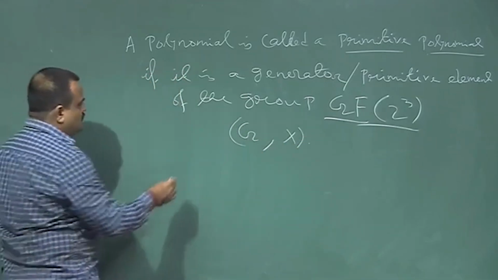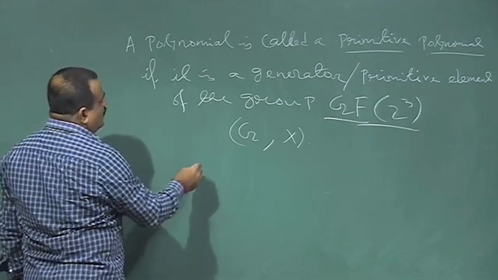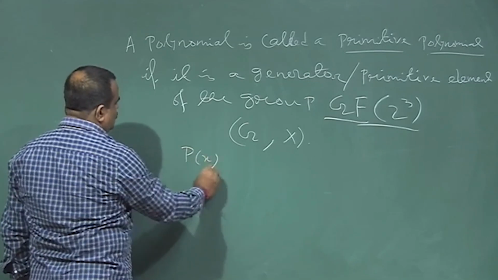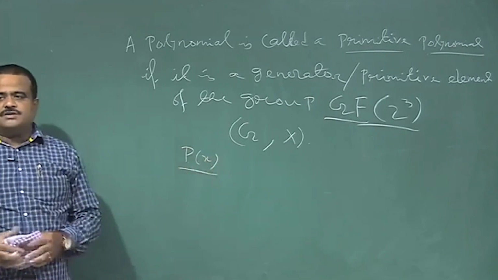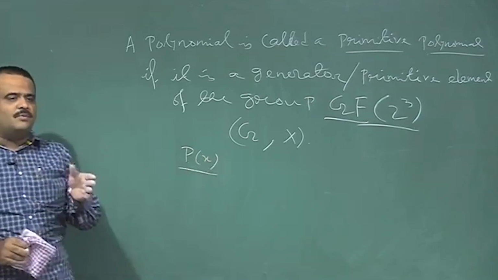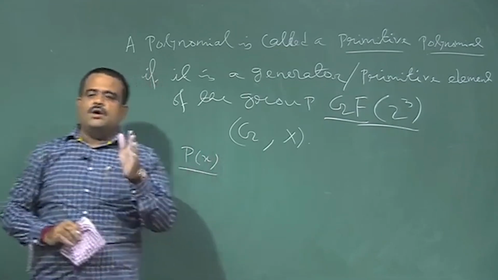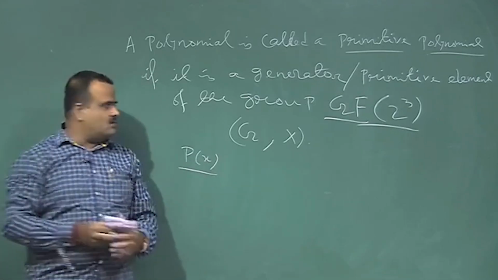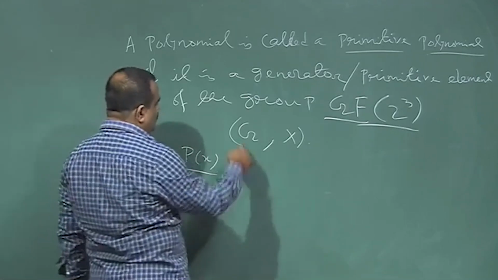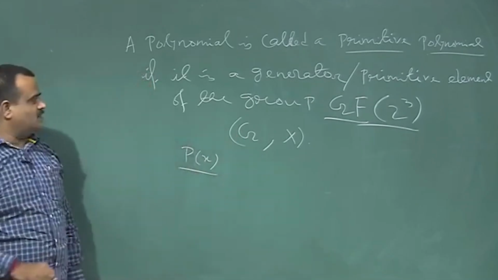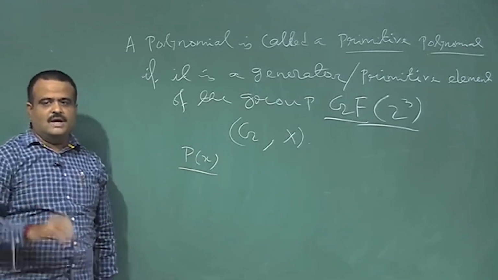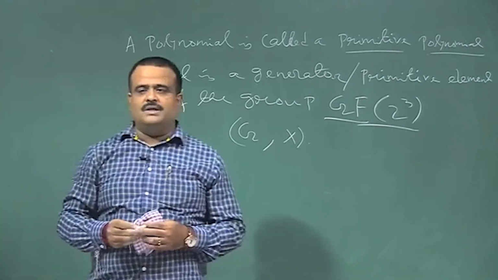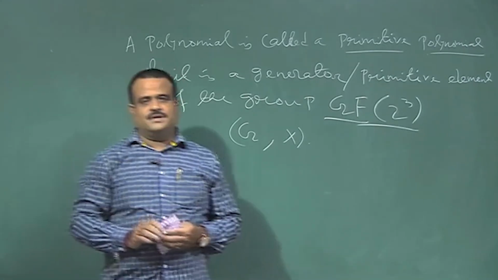If we take a polynomial, say p(x), first of all it has to be an irreducible polynomial. Every primitive polynomial is an irreducible polynomial. On top of that, it should have an extra property: it should be the generator of that group, so it should generate the group G in the multiplicative sense. This is a primitive polynomial, and we have seen this primitive polynomial in the context of LFSR. Thank you.